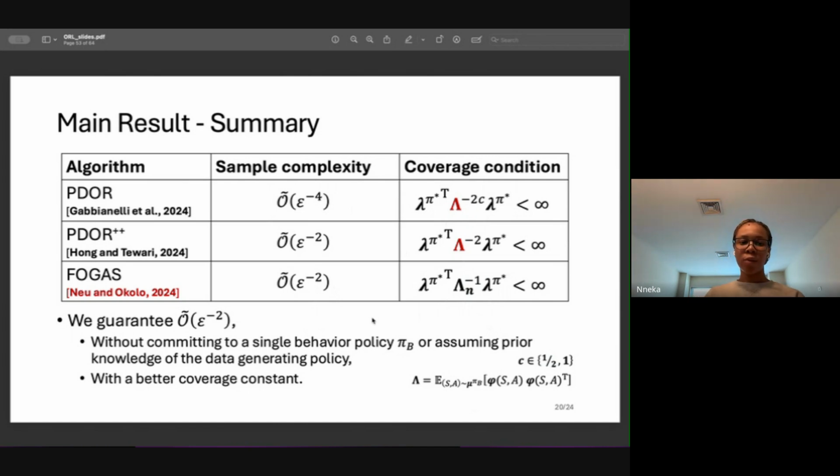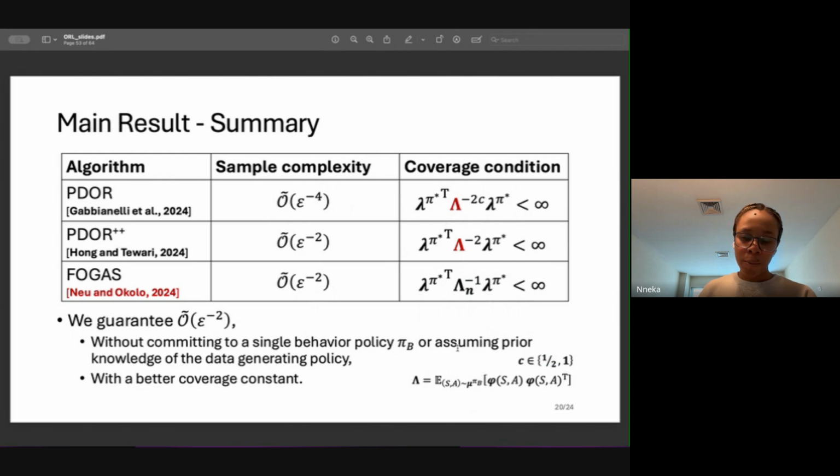Okay. All right. So basically, we can get an order epsilon to the power -2 sample complexity bound without needing to commit to a single behavior policy pi b, or assuming knowledge of this data generating policy. And in some settings, we have a better coverage constant in the bound.